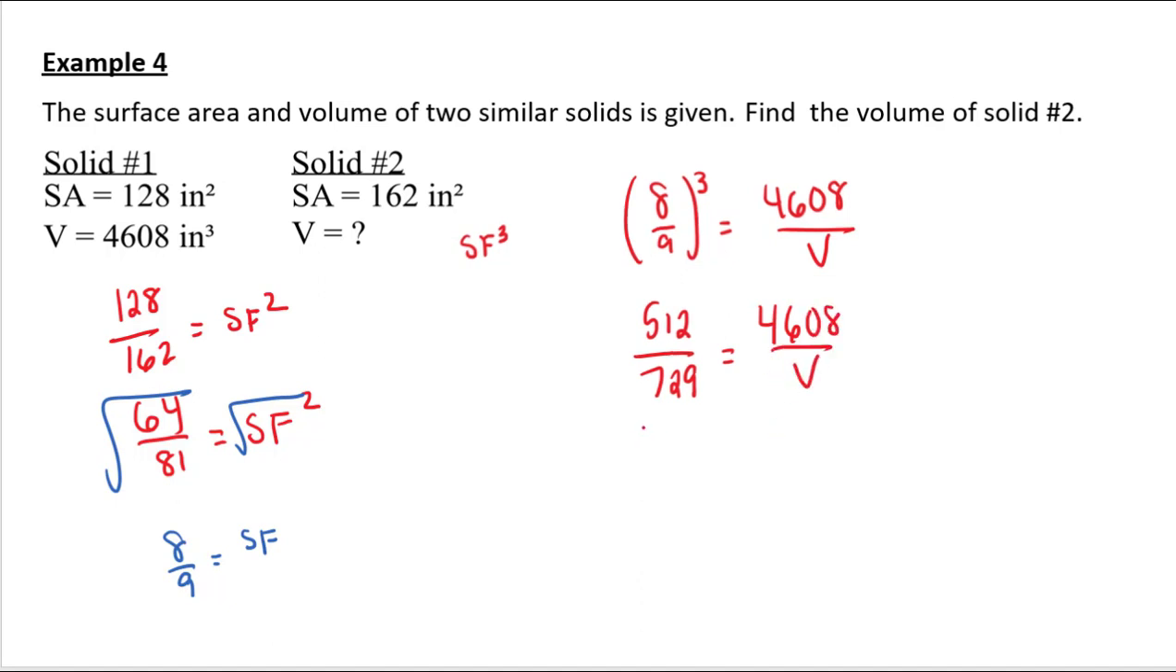We cross multiply and we get 512V equals, and again, this is a huge number, so calculators, you can use these. So I divide and I get my volume is 6561 inches cubed.